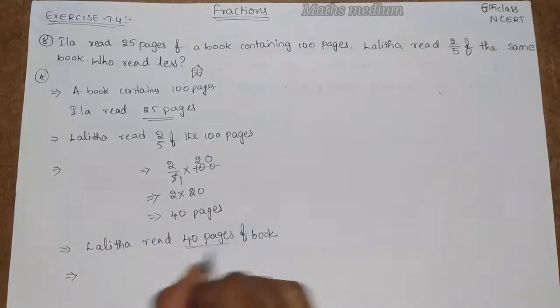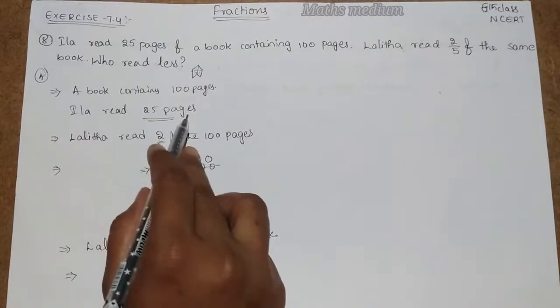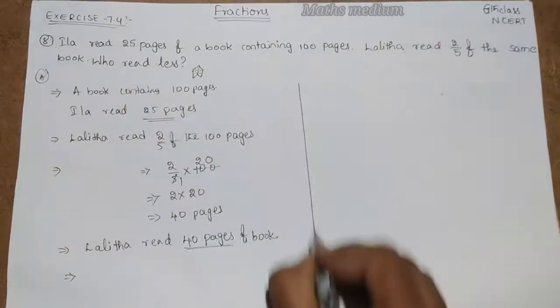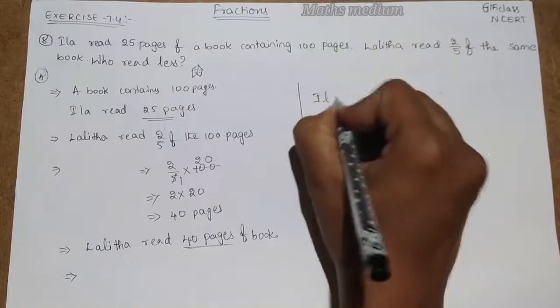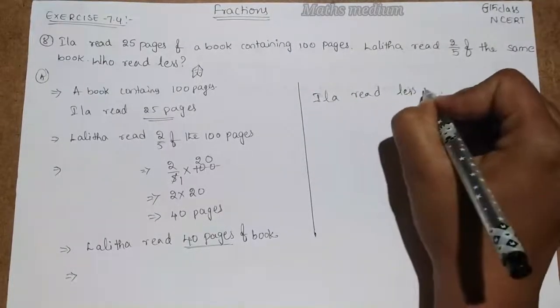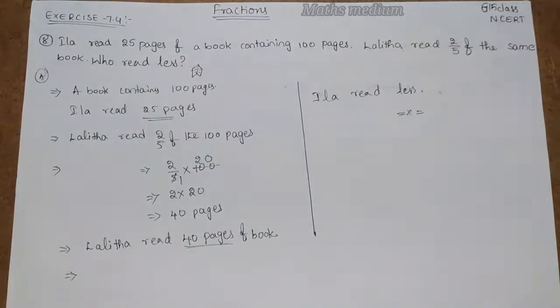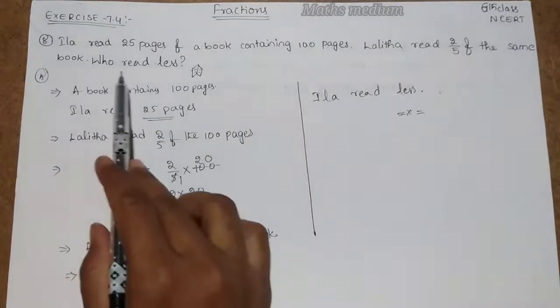Lalita read more pages of that book, but Ila reads 25 pages of that book. So who read less, they want? So Ila read less. This is the answer.